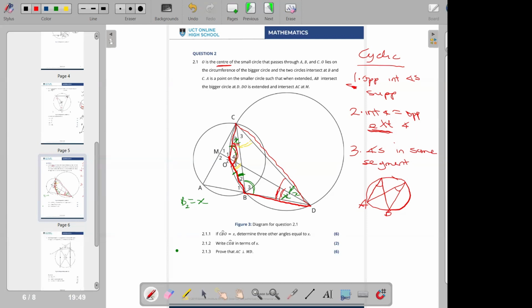Then the last question, what are they saying? Prove that AC is perpendicular to MD.